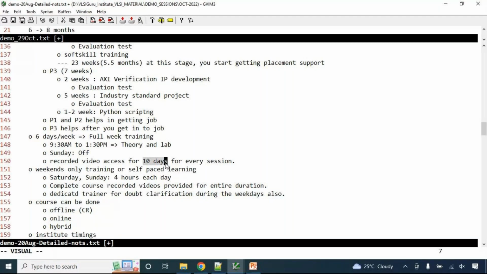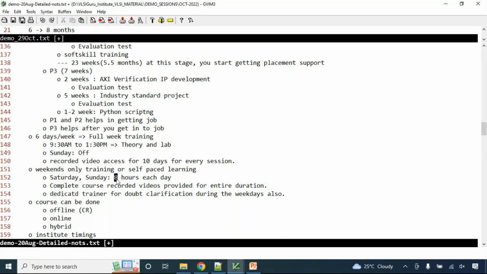Now, the second option is weekends only training, or self-paced learning. Weekends only training is mostly meant for experienced working professionals, and full week training is for freshers who have just passed out. For weekends only training, we'll have Saturday and Sunday training, 4 hours each day. Now you may ask, why 4 hours? Why not 8 hours? It is possible, we can do it.